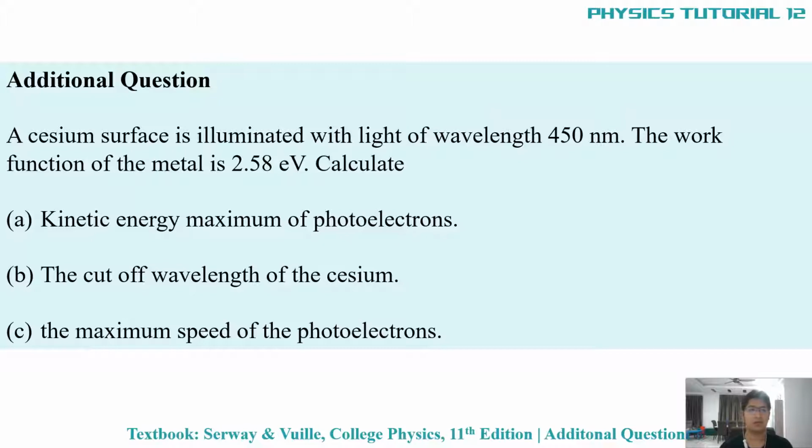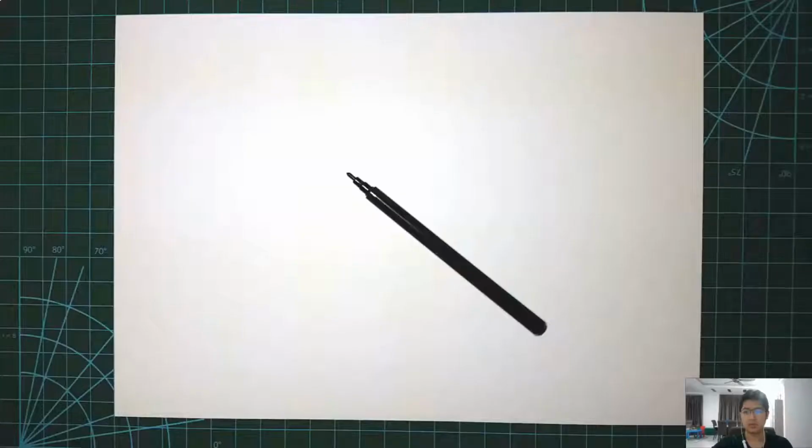For the additional question, a cesium surface is illuminated with light of wavelength 450 nanometer. The work function of the metal is 2.58 electron volt. Then calculate A, the maximum kinetic energy of the photoelectrons, B, the cut-off wavelength of the cesium, C, the maximum speed of the photoelectrons. So let's look at the solution.